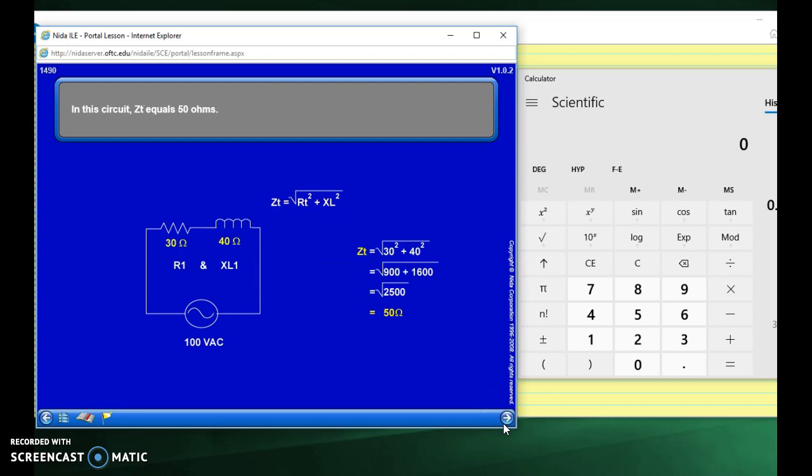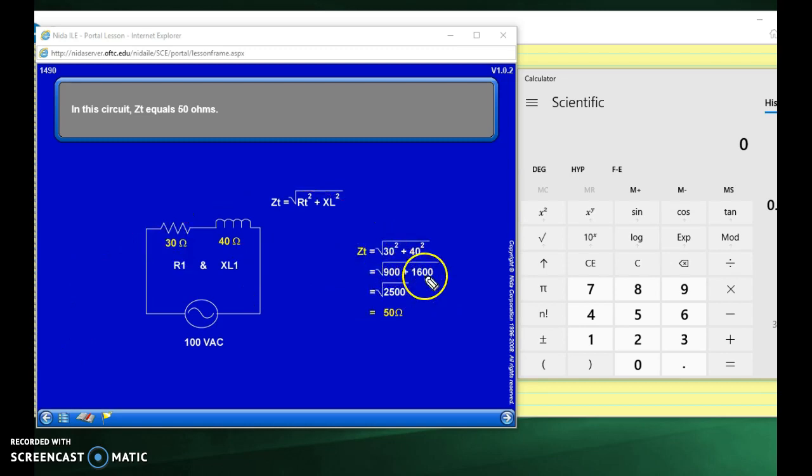So in this circuit, ZT equals 50 ohms. If we do that math, we take the 30 ohm resistor and the 40 ohm inductor, the X of L figured out to be 40 ohms. We square 30, add it to 40 squared, and I'm talking about right here just in case anybody's not sure. So this 30 right here comes from right here, and this 40 right here comes from right there. So we're squaring both of those and adding them together.